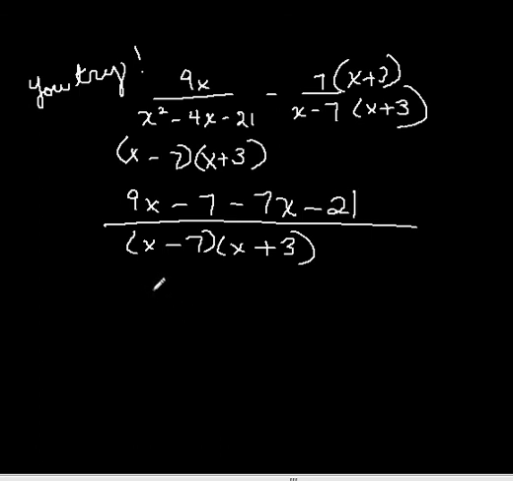Combine like terms. Oops, where did that 7 come from? Hold on a second. I wrote that twice. Alright, so that would be 9x minus 7x minus 21. Okay, that looks better. So we get 2x minus 21 all over x minus 7, x plus 3.